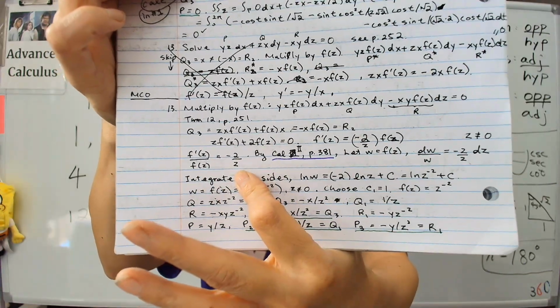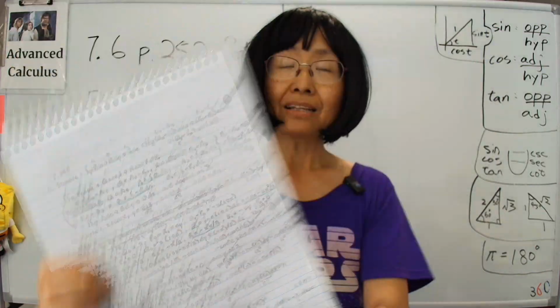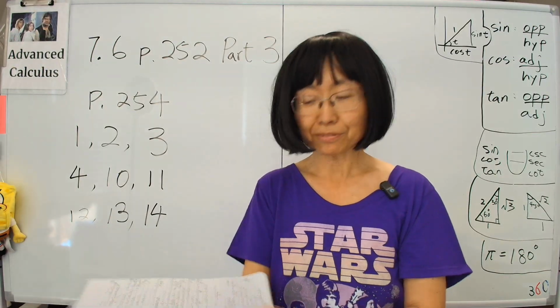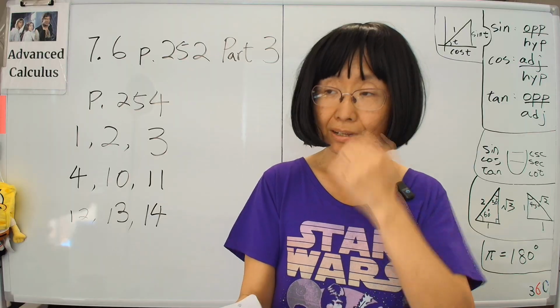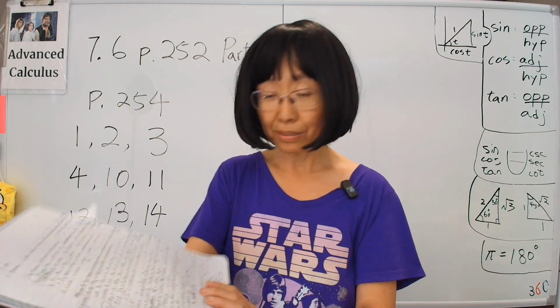And how do you solve this differential equation? Please refer to Calculus 2, page 381. This thing has a name. It's called the separable differential equation. If you don't remember it, take a quick look. You'll remember right away. It's pretty straightforward.